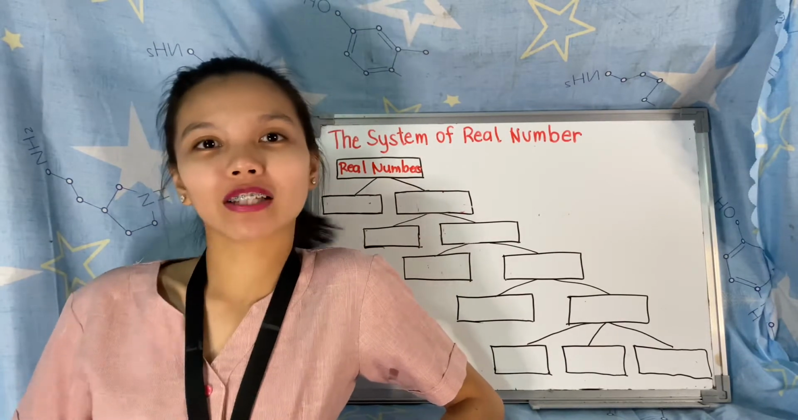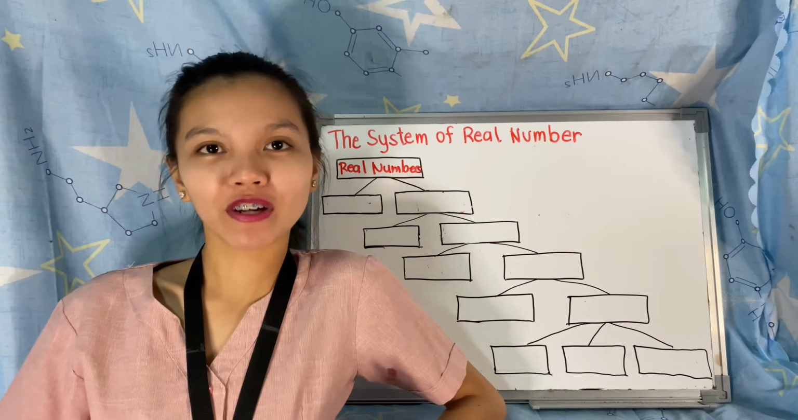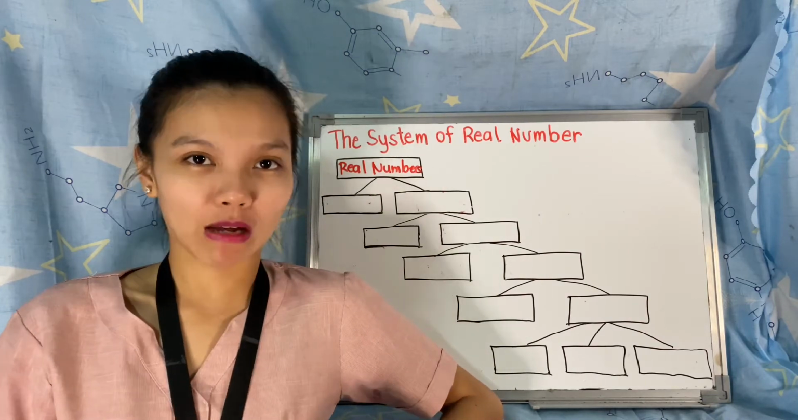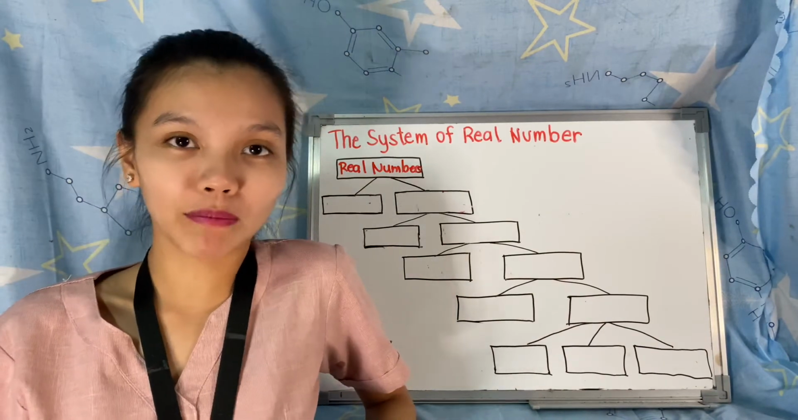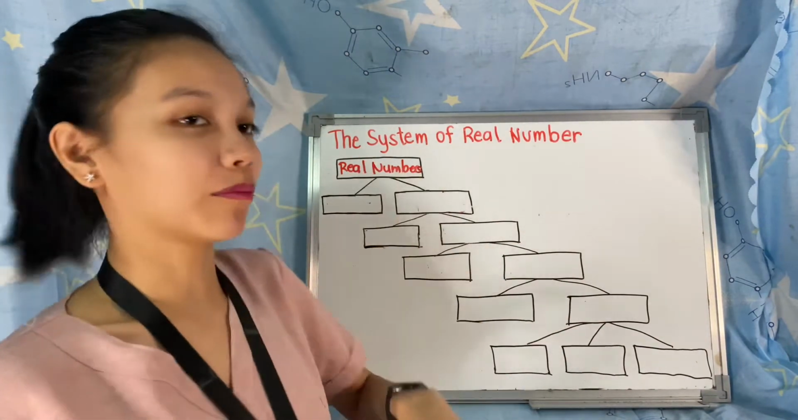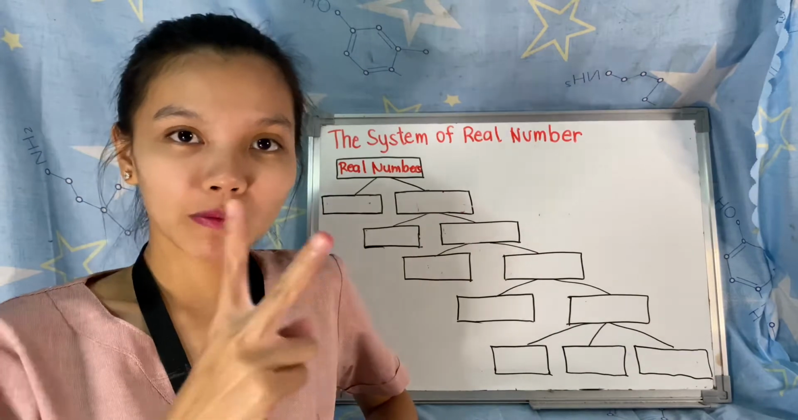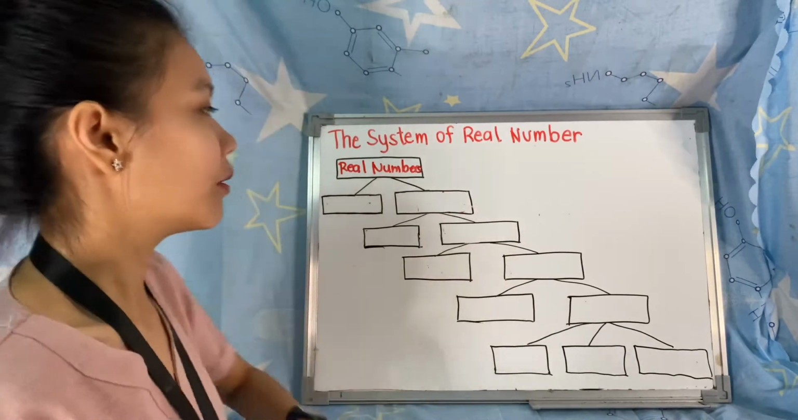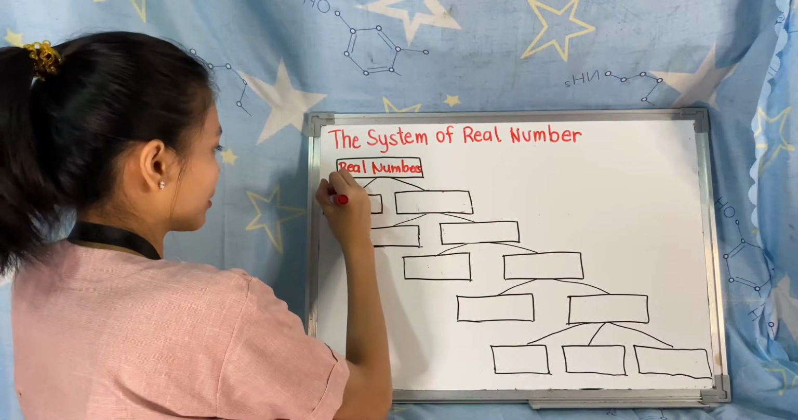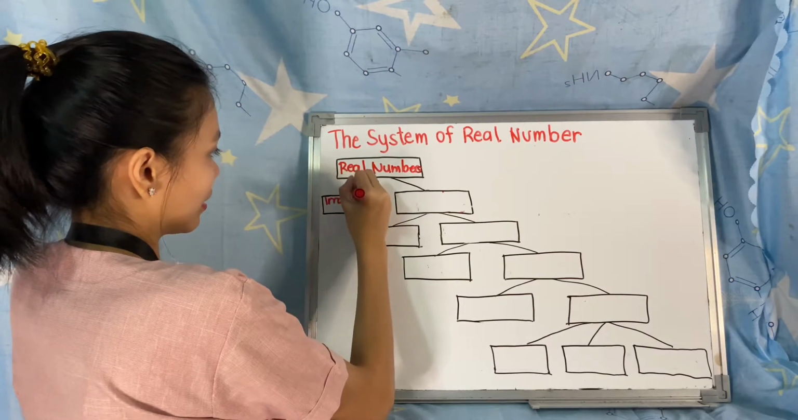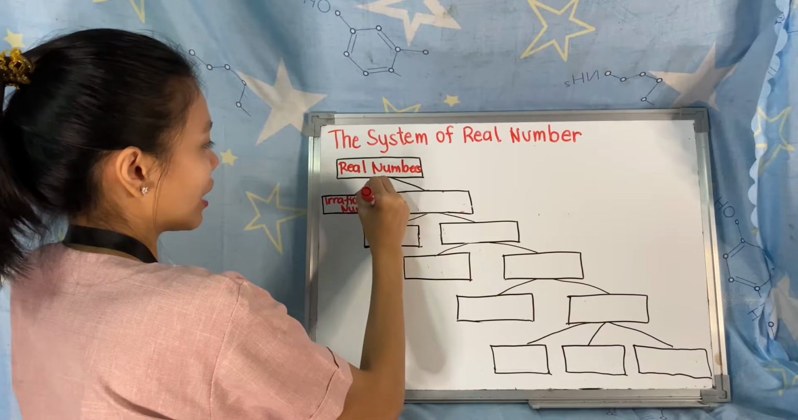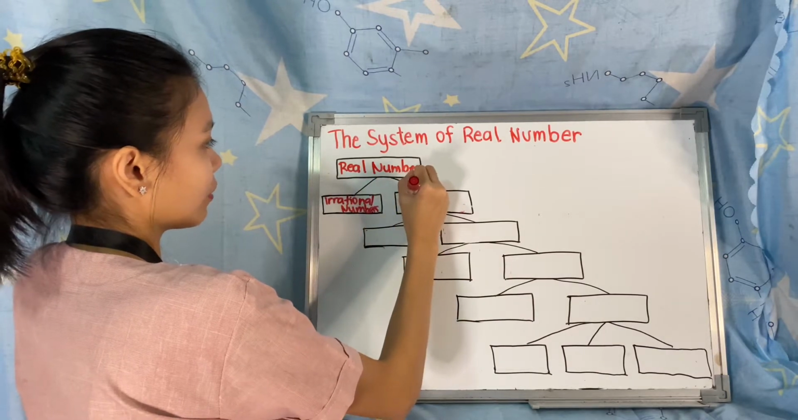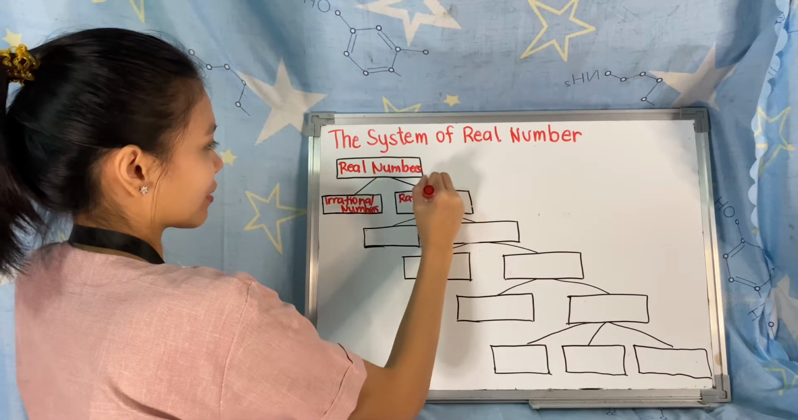For today's lesson, we are going to illustrate the different subsets of real numbers. So here with me is the system of real numbers. So we have here the real numbers. Under the real numbers, we have two subsets. We have the irrational numbers, and the rational numbers. So, na-discuss na natin siya dun sa past lessons natin.